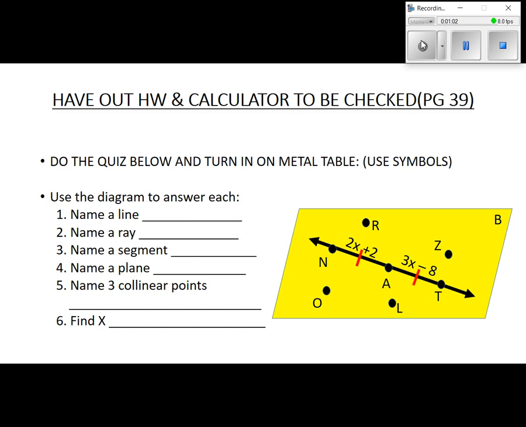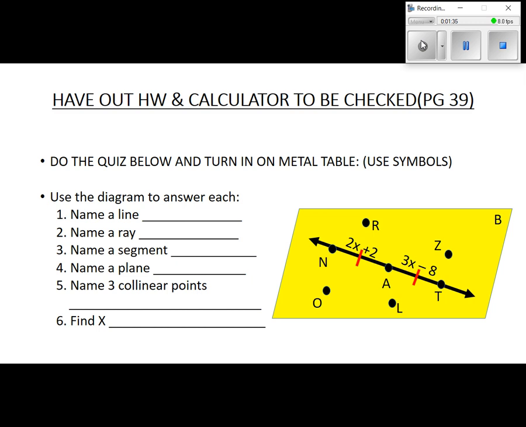Name a plane. What do you have to make sure that you write? The word plane. It doesn't have a symbol, so you have to write out the word. I don't want it named plane B. What's the other way we could name it? R-A-Z. How many letters? Three. So say it again. N-A-L. Everybody agree with that? Are there many, many different ways you can name it using three letters? Just whichever one, all right?